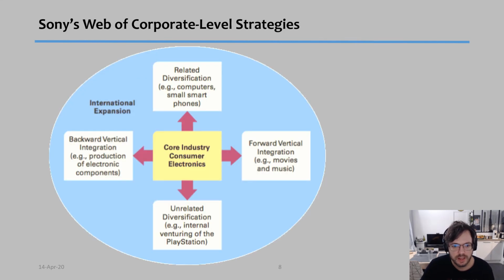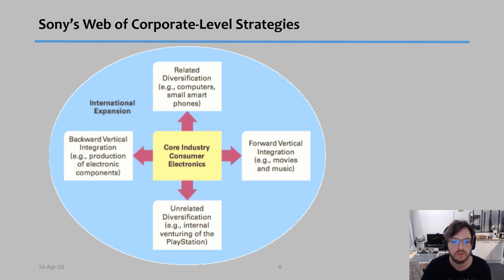This is just a quick example to show how Sony has actually developed their corporate level strategies. So actually they have done related diversification, for example, through computers, smartphones, phones, tablets, and so on. But they also have done unrelated diversification through the internal venturing, for example, of PlayStation, which was something completely different than what they were doing before. But at the same time, they have done forward and backward vertical integration as well.